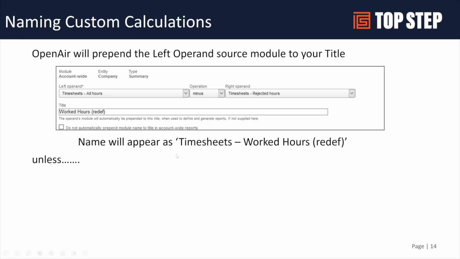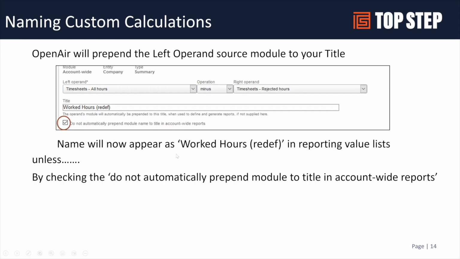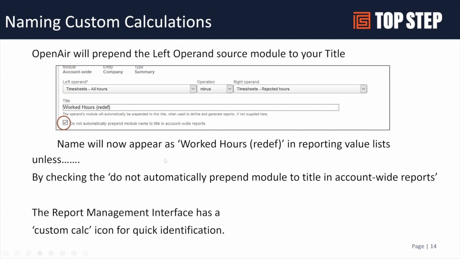And you'll create a value that's just called worked hours. And then you go to your list view, you can search down to your W's and you'll see worked hours as a standalone value that you can add to your report. So just a couple of options here.